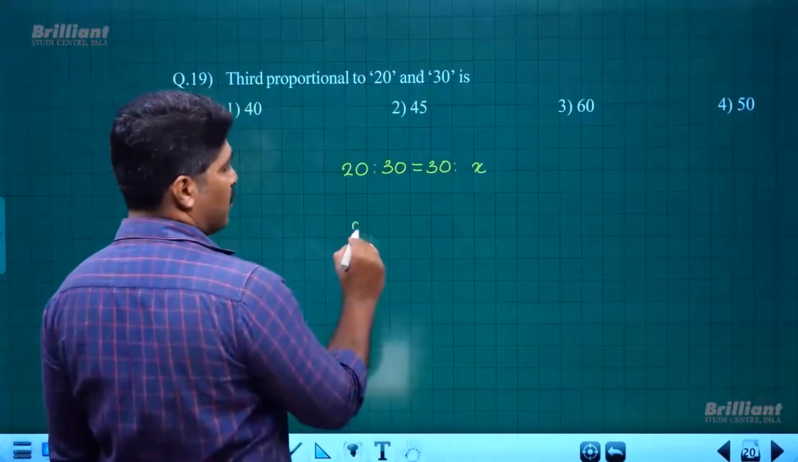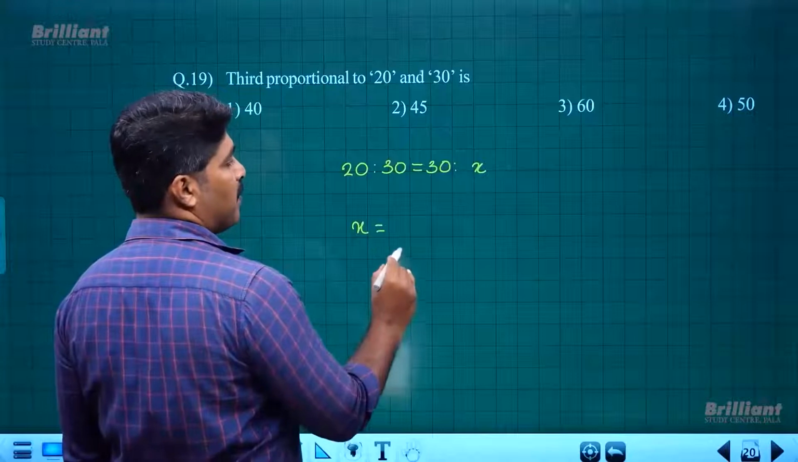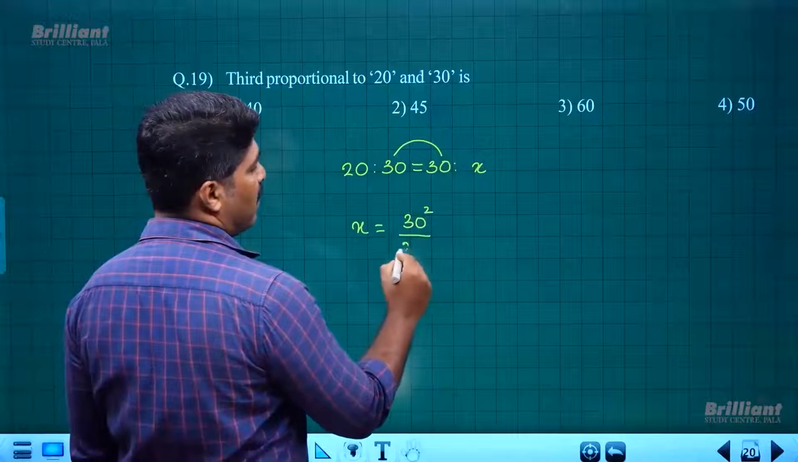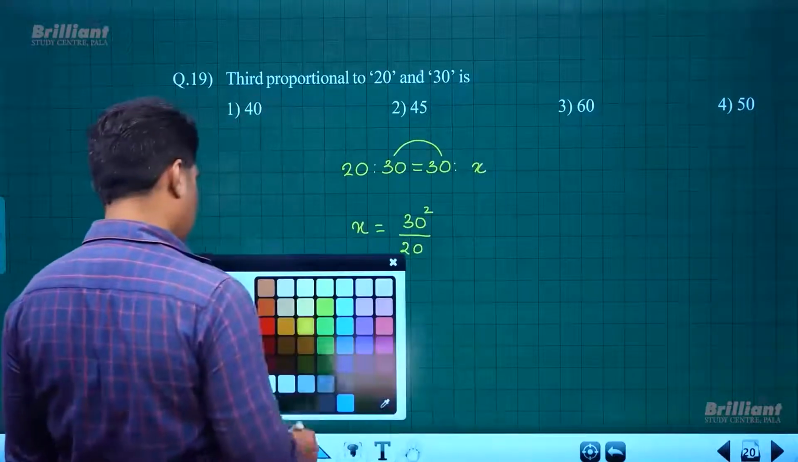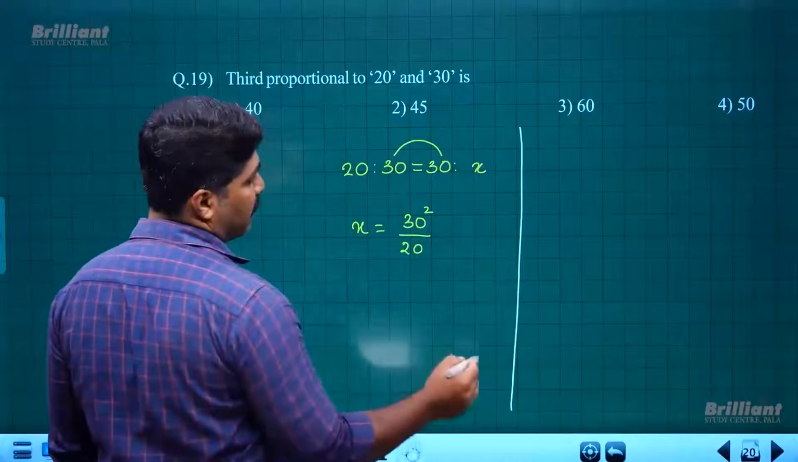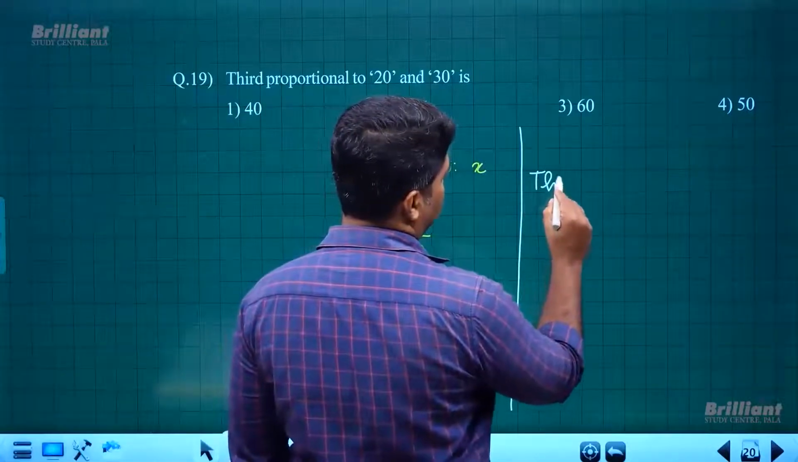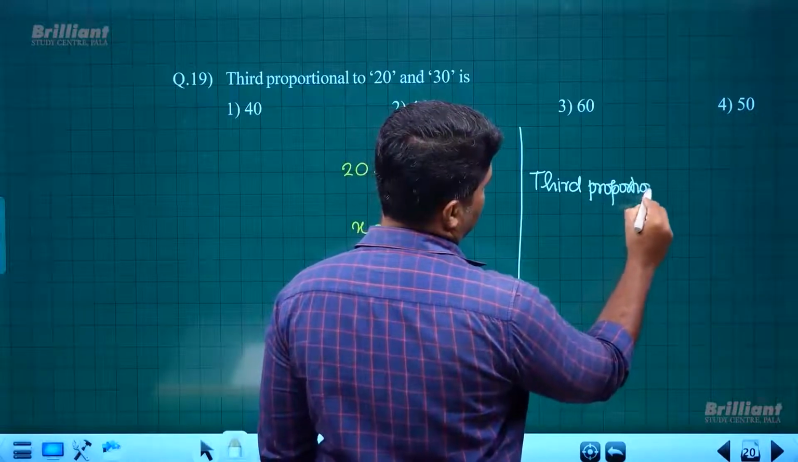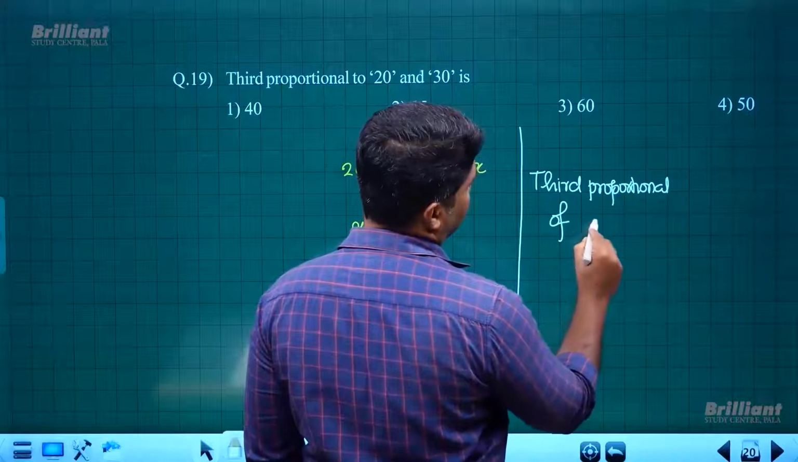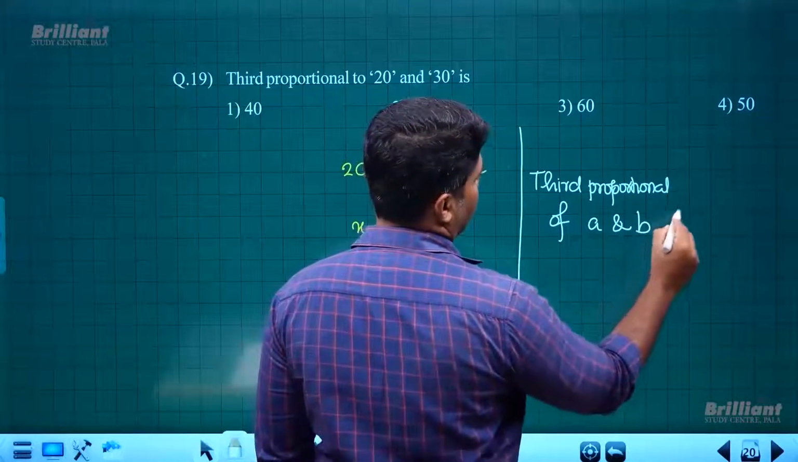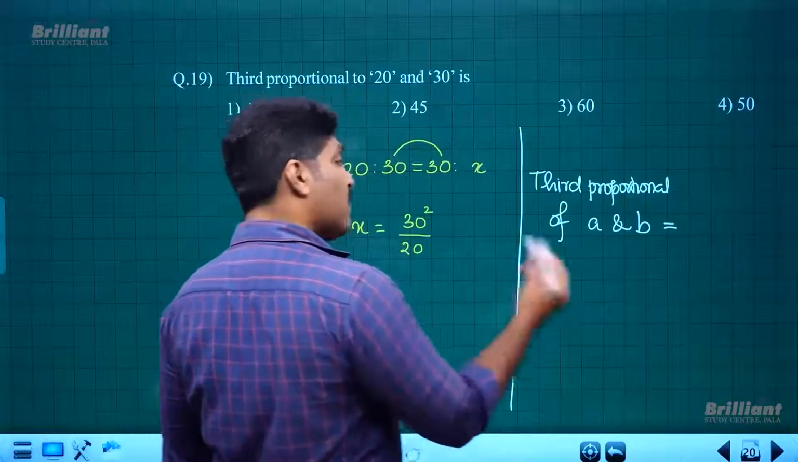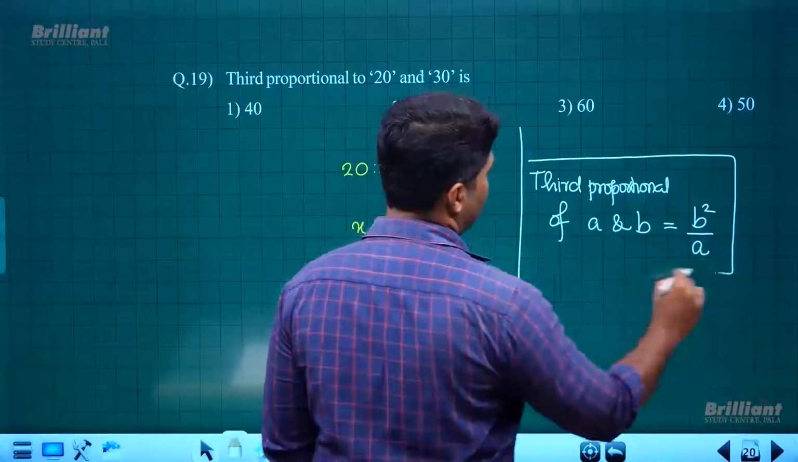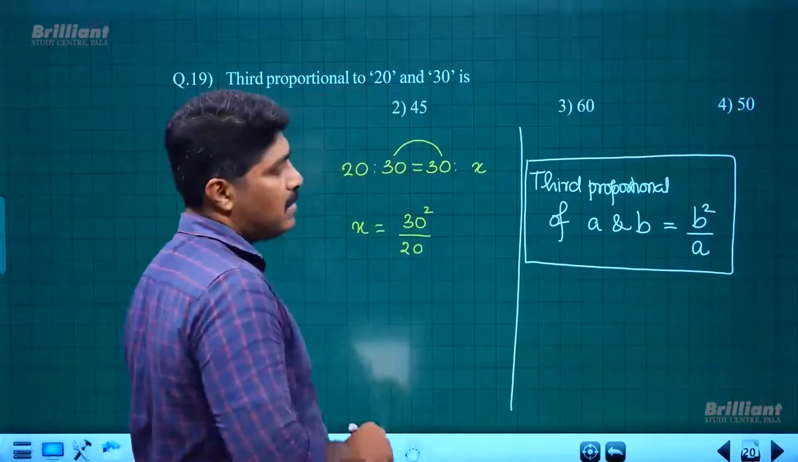Therefore, this is the third proportional. What is the third proportional here? That is the product of these two values divided by 20. So this is 30 square by 20. So in general, we can consider what is the result for finding the third proportional of any two quantities A and B. So here order is very important. The second quantity square by first quantity. That's the result. Got it?